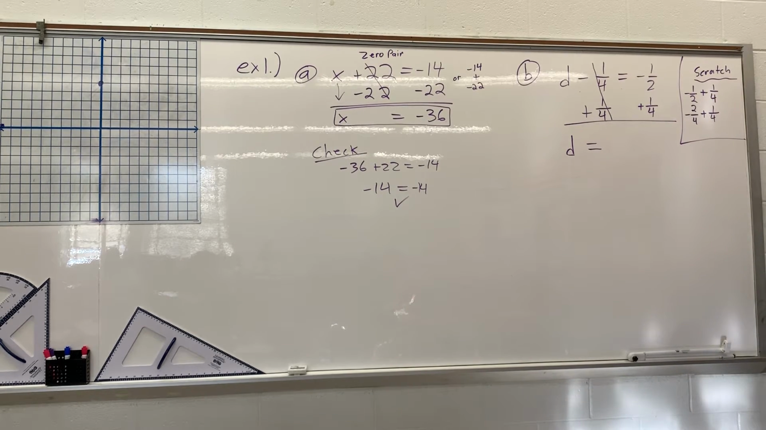-2/4 plus 1/4. When we're adding fractions, you ignore the denominator, okay? What is -2 plus 1? -1 over 4. So our answer is -1/4.